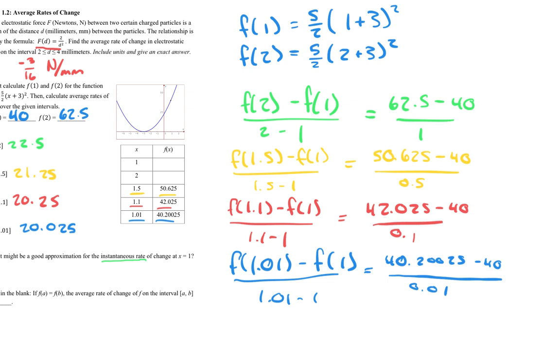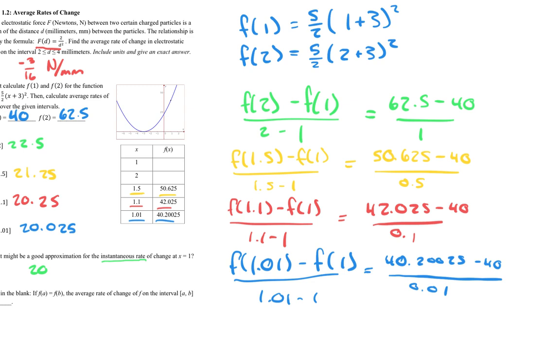So if we look, we started at 22.5 and we kept getting smaller and smaller until we wound up with a number really, really close to 20. So we can go ahead and assume that a good approximation for our instantaneous rate of change at x equals 1 is just going to be 20.